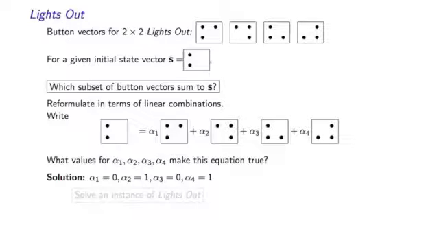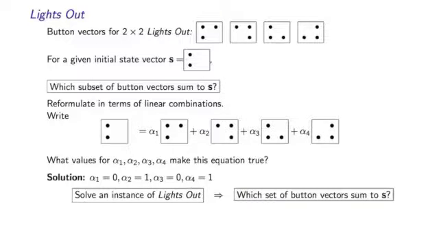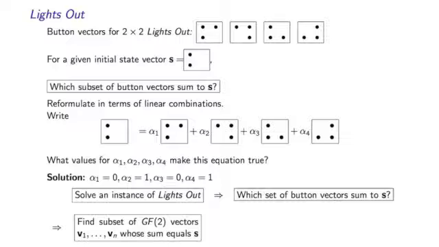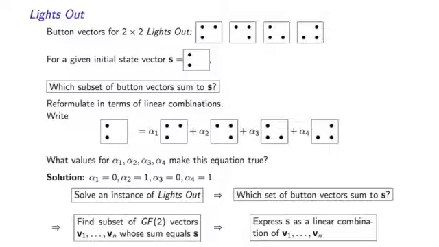Okay, and here's the solution. We know that solving an instance of Lights Out can be transformed into the question of which set of button vectors add up to the target state S. A more general version of that is, given vectors v1 through vn, which subset of those vectors sums to a vector S? And we see that this question can be reformulated as the question of how to express S as a linear combination of v1 through vn.